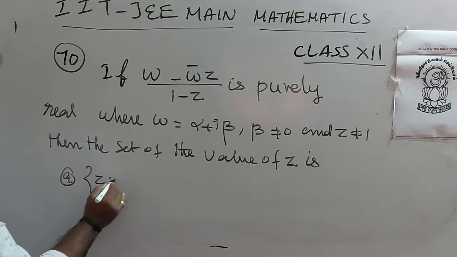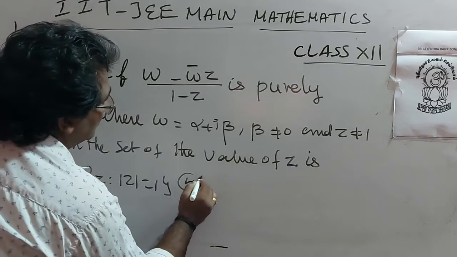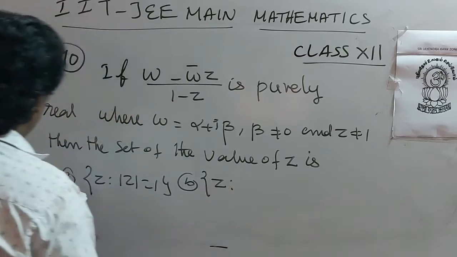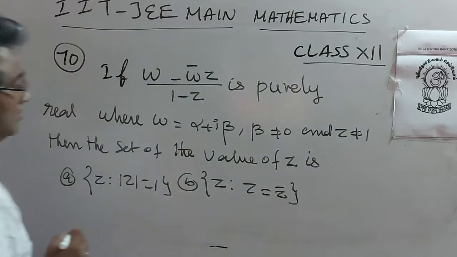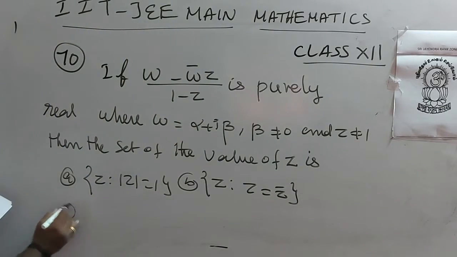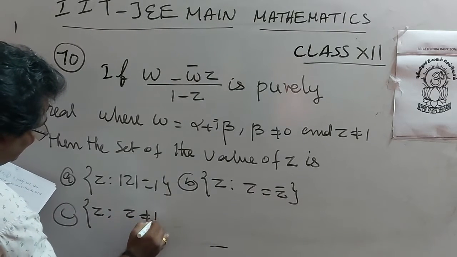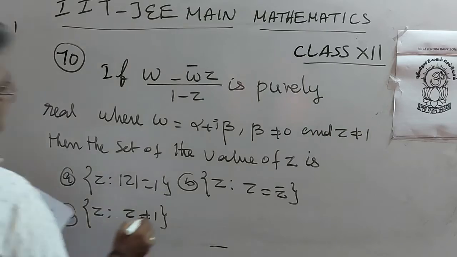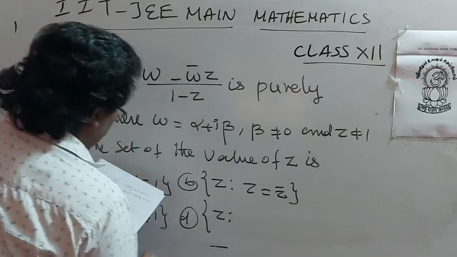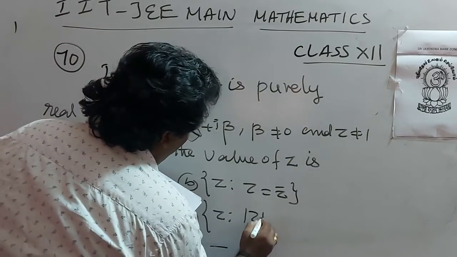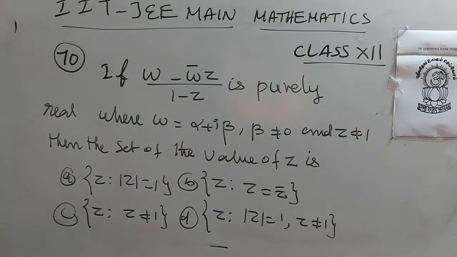set of all z such that modulus z equal to 1; set of all z such that z equal to z bar; set of all z such that z not equal to 1; set of all z such that modulus z equal to 1, z not equal to 1.